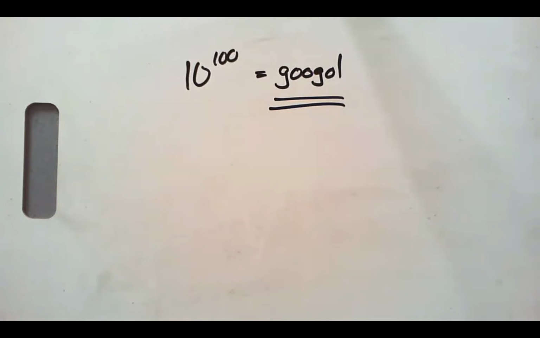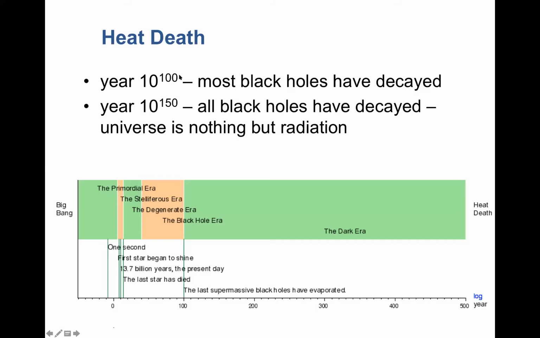Okay, let's go back. We're almost done. At 10 to the 100, most of the black holes have decayed, right? And by year 10 to the 115, all black holes have decayed and the universe is nothing but radiation. Not only that, the universe has stretched to almost infinity at this point. And so every visible universe contains roughly 1 photon or something like that.